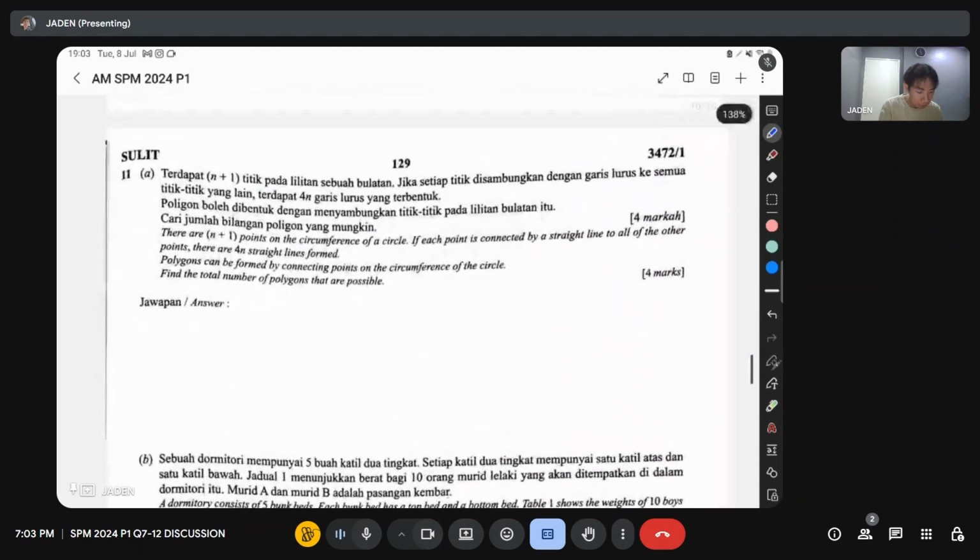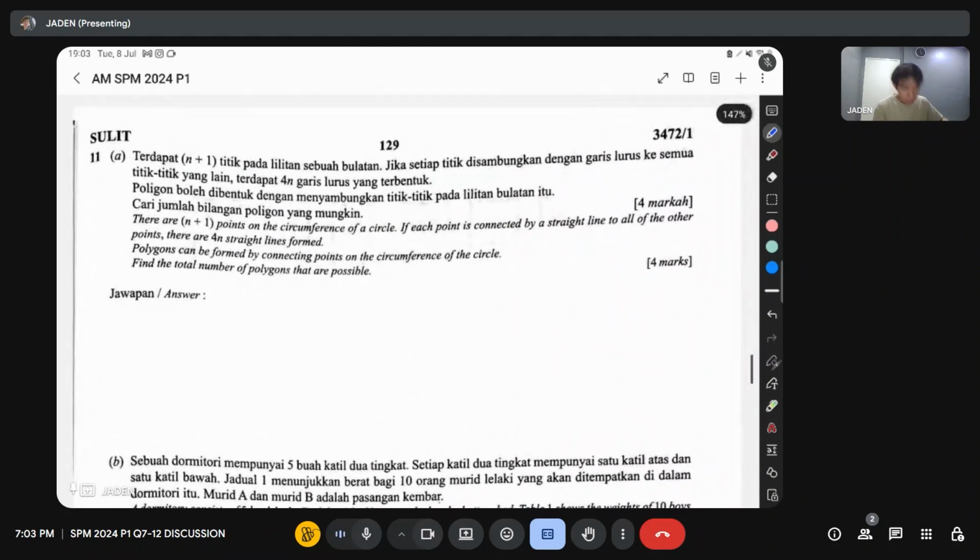Okay, question 11, 4 marks. So it says there are n plus 1 points on the circumference of a circle. If each point is connected by a straight line to all of the other points, there are 4n straight lines formed. Polygons can be formed by connecting points on the circumference of the circle. Find the total number of polygons that are possible.